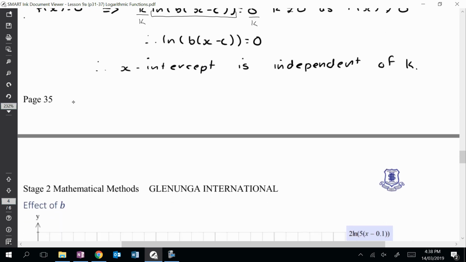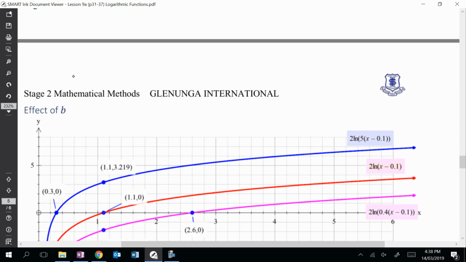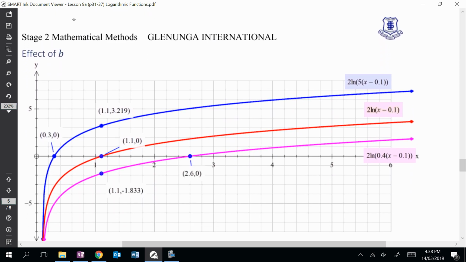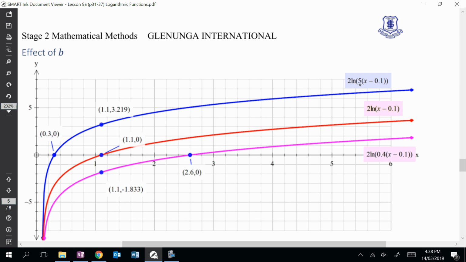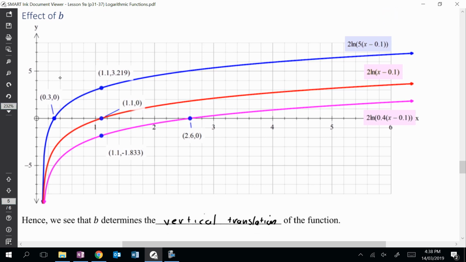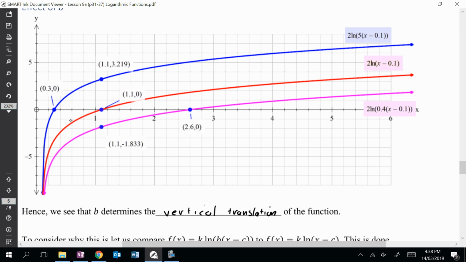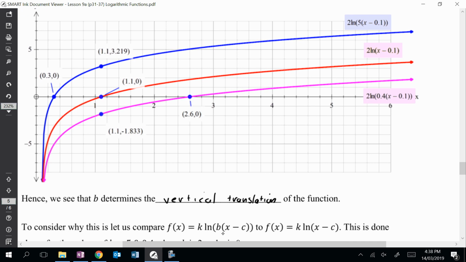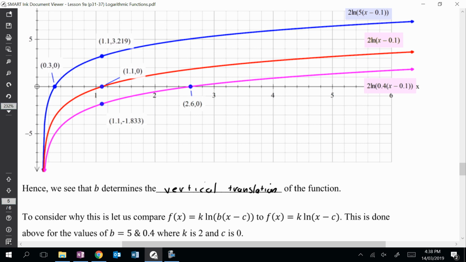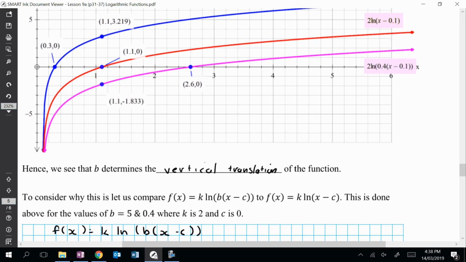Okay, and finally the effect of b. What does b do? So if we look at our graph, we can see that here we've got a b value of 5, here it's a value of 1, and here it's a value of 0.4. So if it's more than 1, then it moves the whole graph up. If it's less than 1, it moves the whole graph down, or between 0 and 1. So it determines vertical translation, moving the graph up and down. So let's compare k ln b(x - c) to k ln(x - c). It's done on the graphs for 5 and 0.4, but let's actually look at it in terms of the algebra.